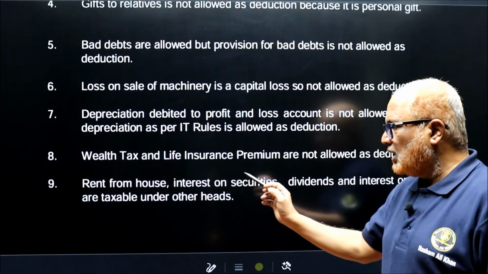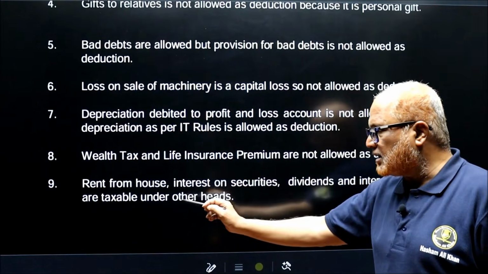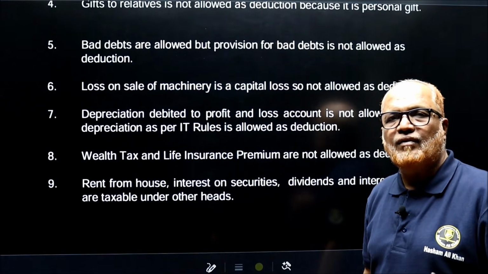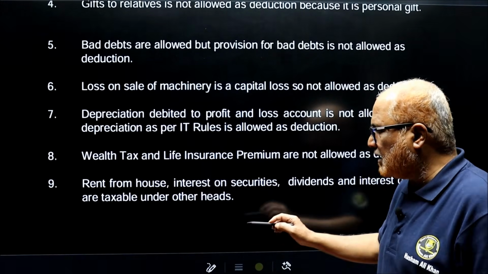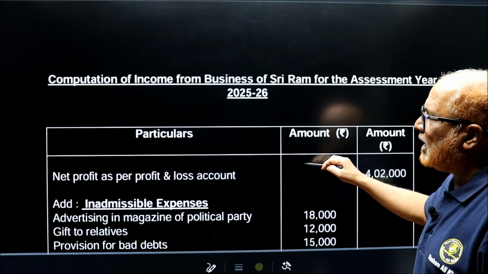Rent from house, interest on security, dividends and interest on debts are taxable under other heads. इनकम फ्रॉम हाउस प्रॉपर्टी, इनकम फ्रॉम अदर सोर्सेस में टैक्सेबल है. बिजनेस इनकम में टैक्सेबल नहीं है तो निकाल देंगे, माइनस कर देंगे. दैट्स ऑल. नाउ आई एम कमिंग टू द आंसर.